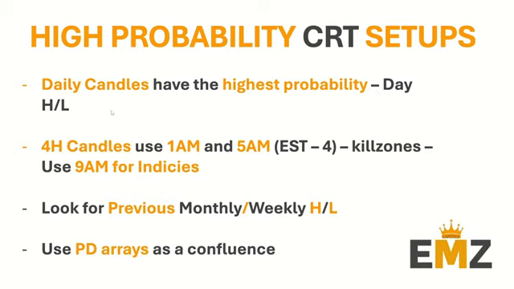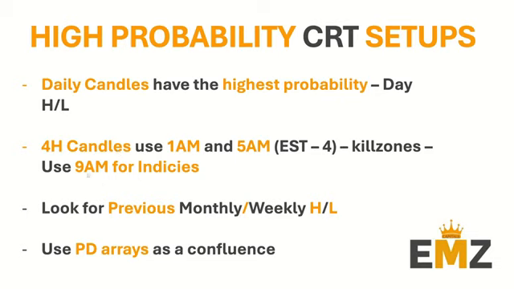Now, whatever time frame you use will have a bearing on what candle and what time you're going to be trading. If you are going to be using 4-hour candles, I recommend you trade the 1 AM candle and the 5 AM candle, which are London kill zones. And if you do trade indices, then 9 AM would also be a great time for you to trade.